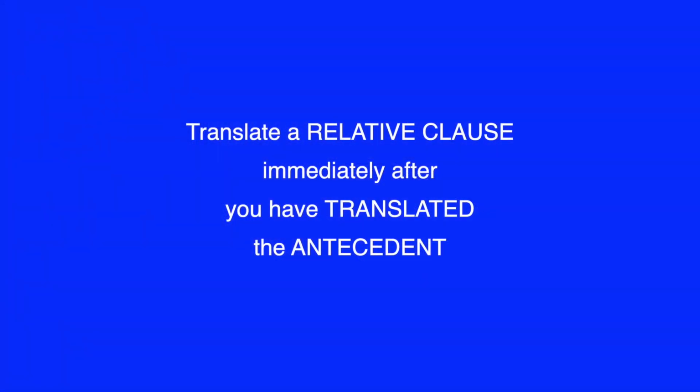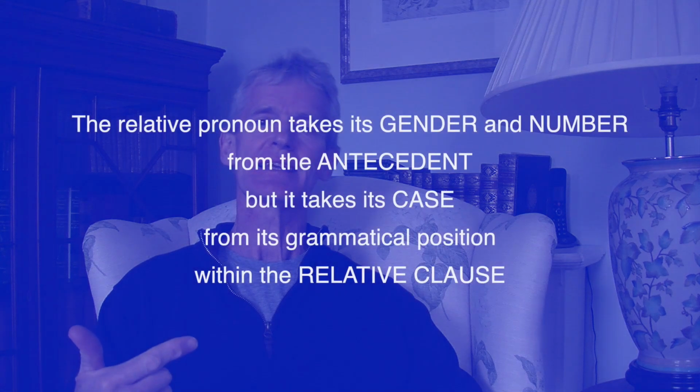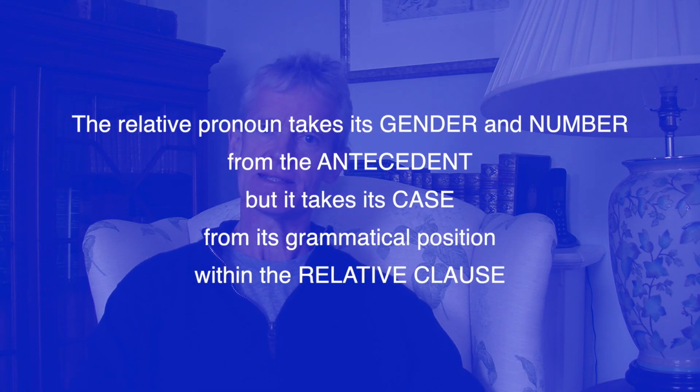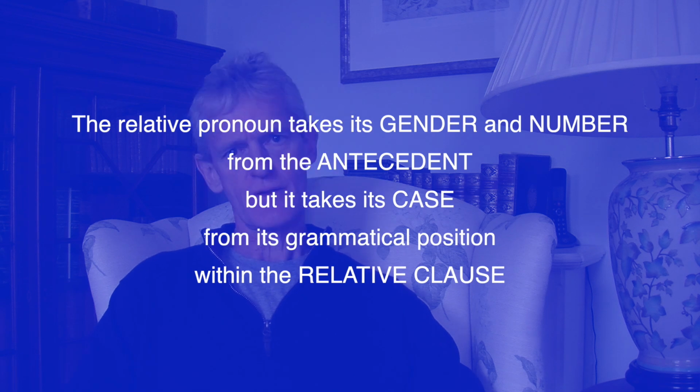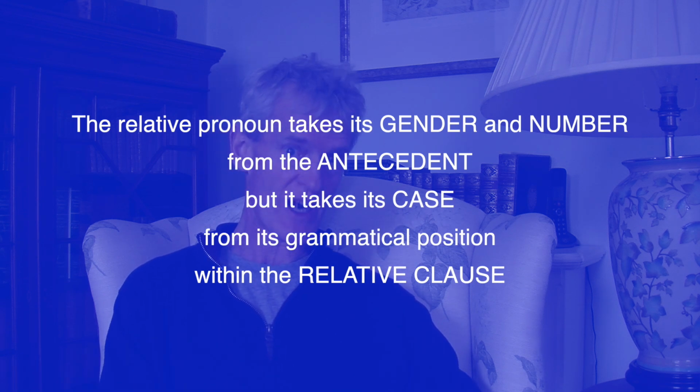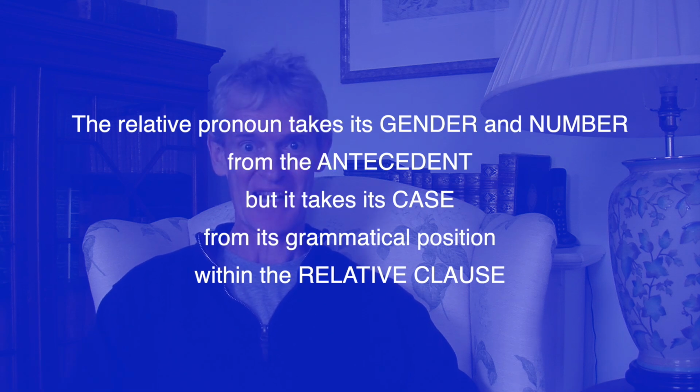You translate a relative clause in Latin immediately after you have translated the antecedent. Okay? Now, you will remember, the antecedent is the noun to which the relative clause refers, and the relative pronoun, the qui, quae, quod word, takes, if you remember, its gender and its number from the antecedent, but it takes its case from the grammatical position that the relative pronoun occupies in the relative clause. Okay, lots to kind of remember there.